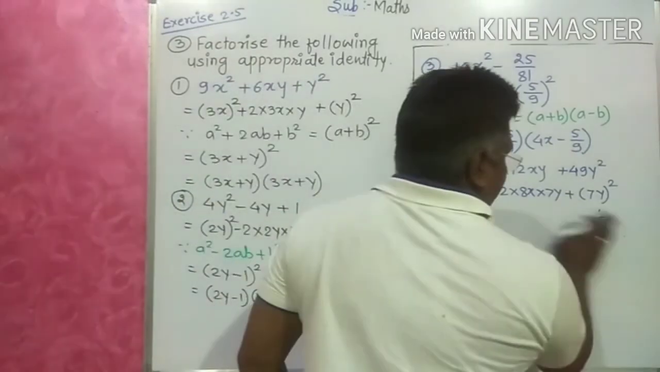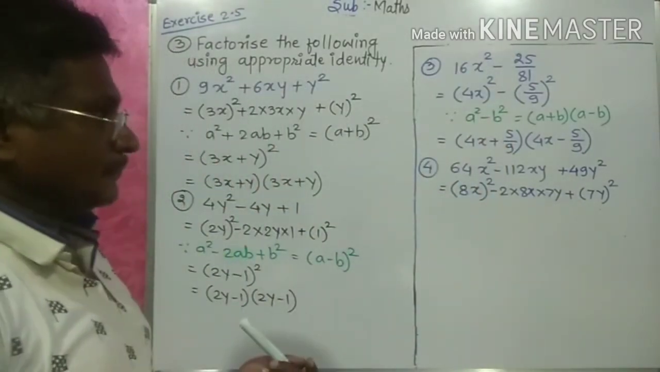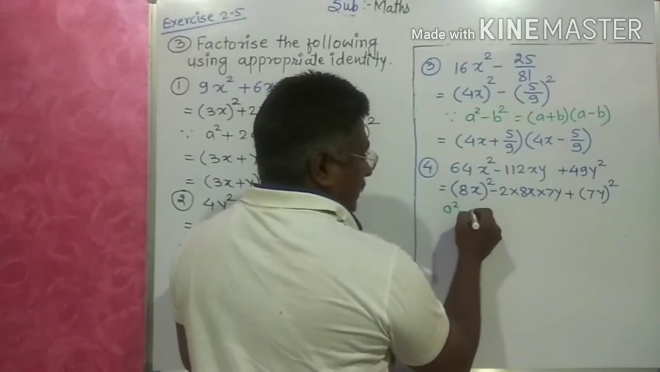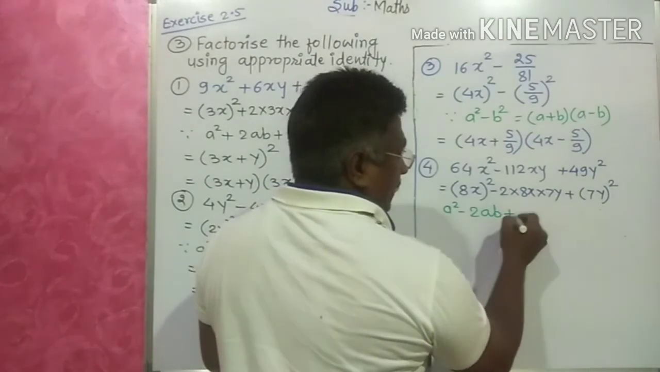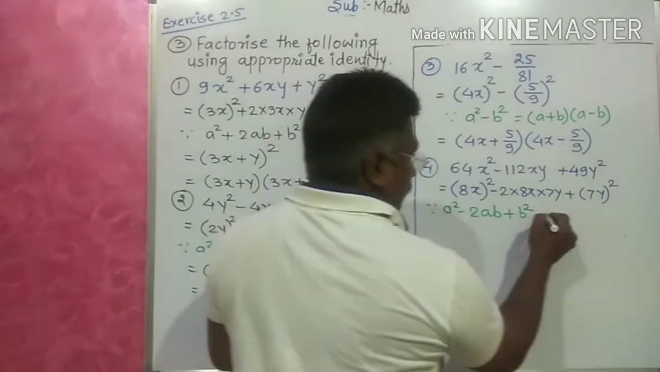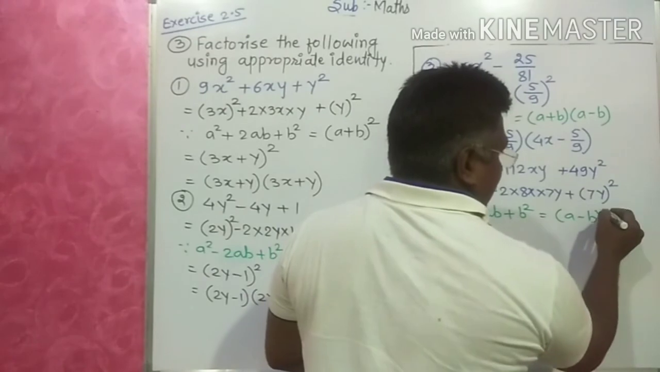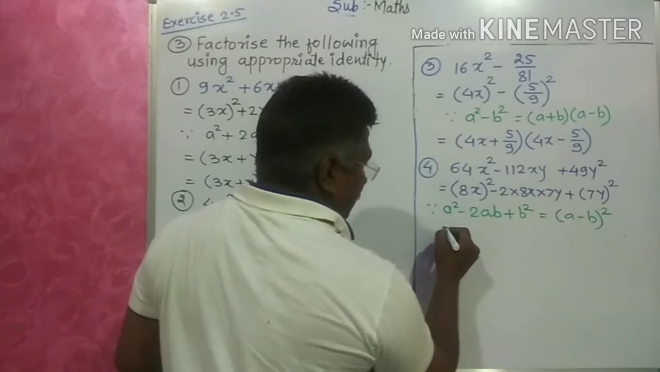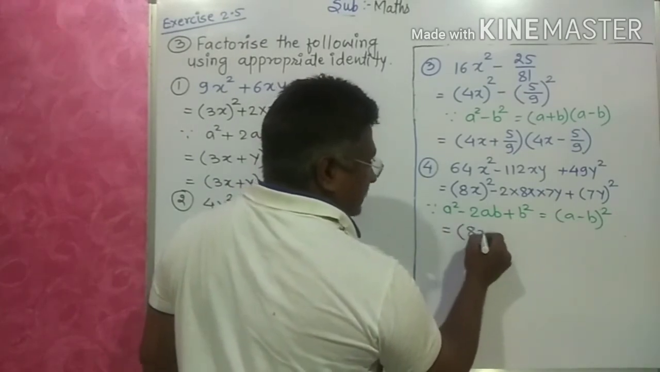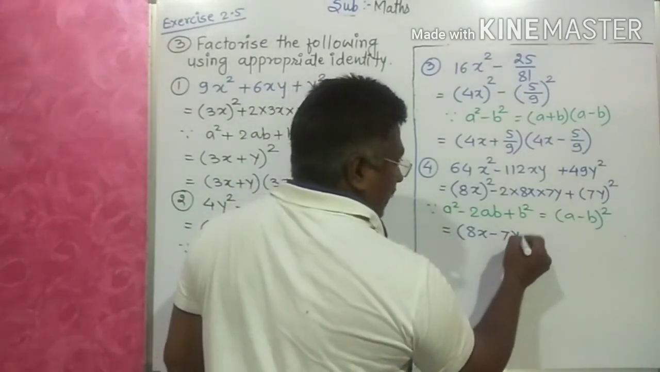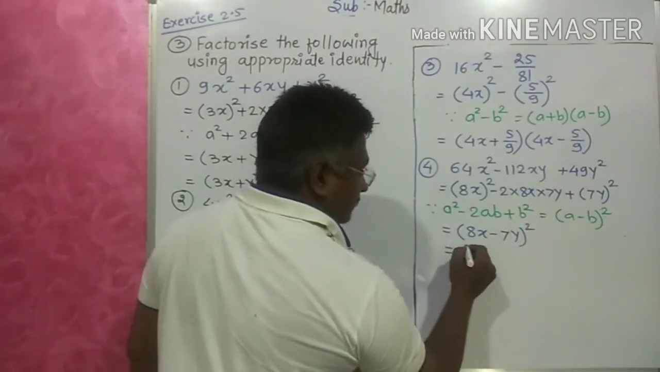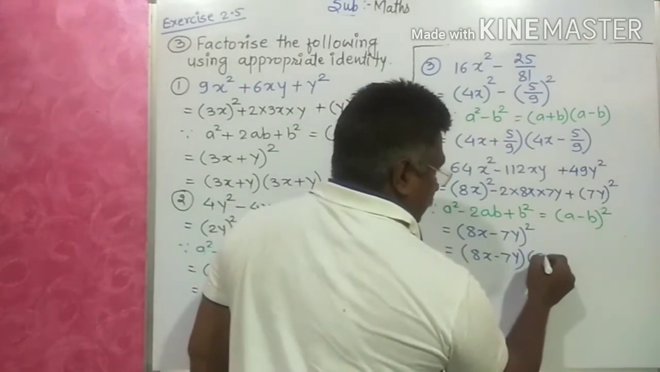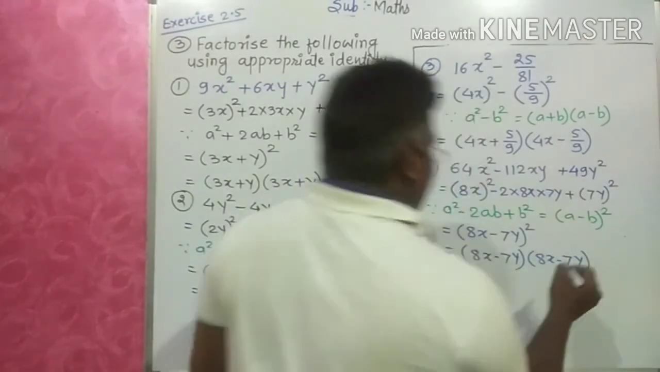So which identity is there? See, a square minus 2ab plus b square. So we can write (a minus b) whole square. Here in the same way, (8x minus 7y) whole square. So what will we get? (8x minus 7y) into (8x minus 7y).